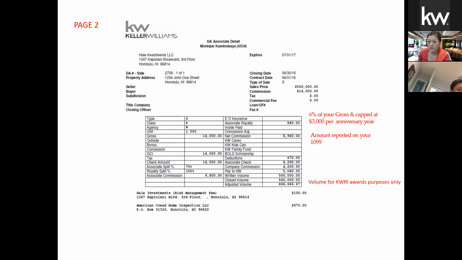That's what the deductions are made up of, right? So what you're doing is your net commissions minus the deductions equals the associate check. The associate check is what you'll receive the day of closing. That's the check that will be cut to you from escrow.